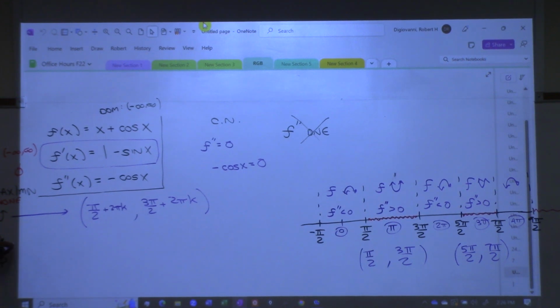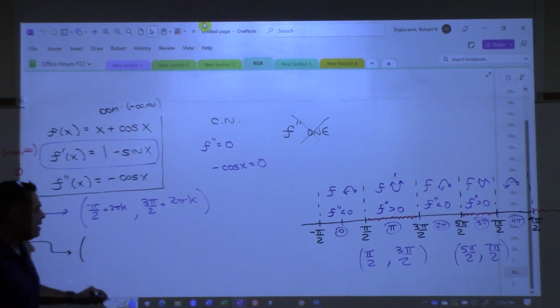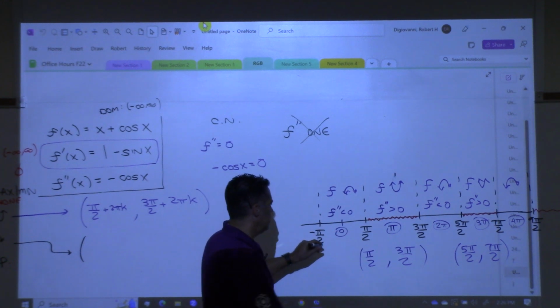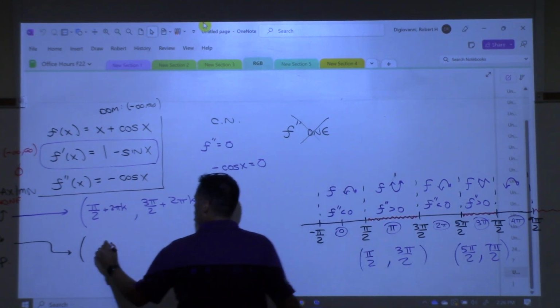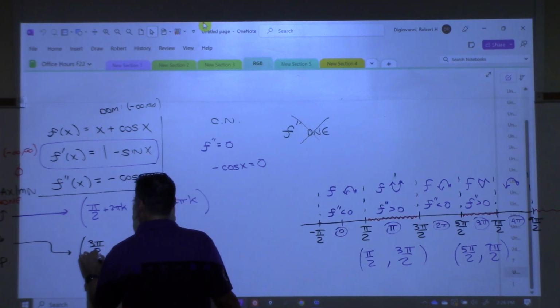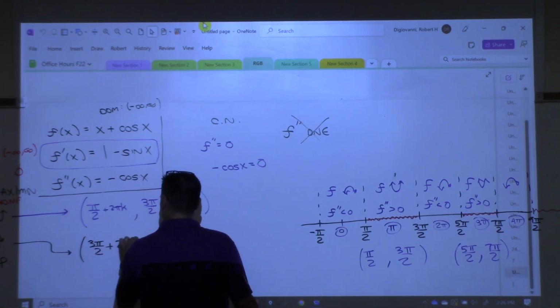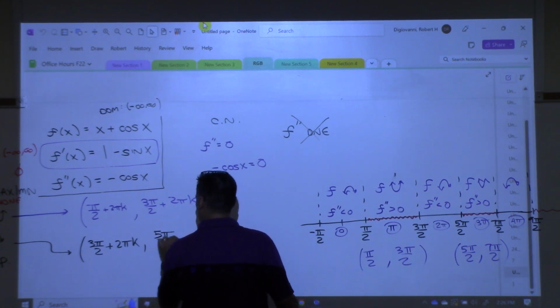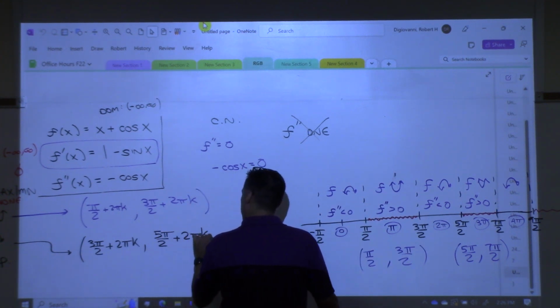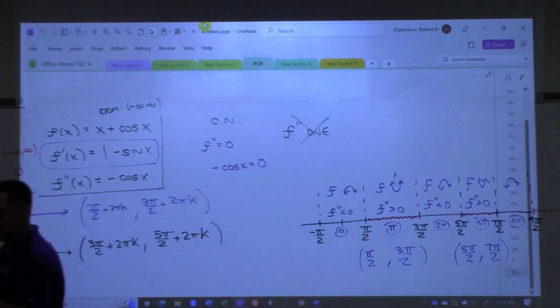All right, so now where's it going down? Well, that would be, yeah, we can start here. We can start anywhere you want. You want to do this one? 3 pi over 2 plus 2 pi k again. And then the end point of that is 5 pi over 2 plus 2 pi k. Does that answer your question? How we'd write that? Okay.